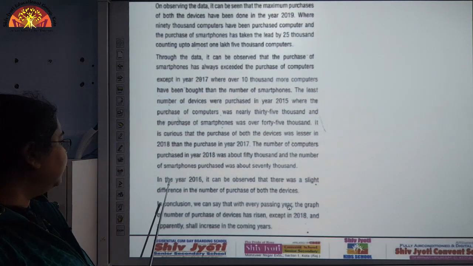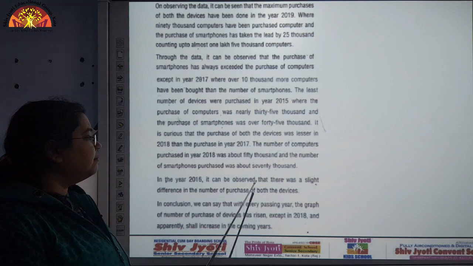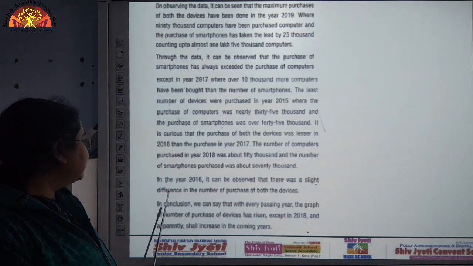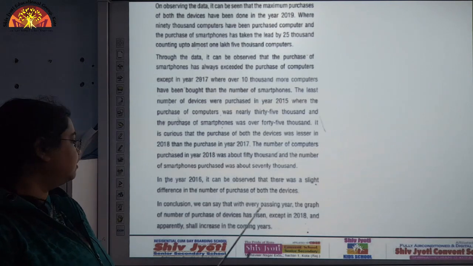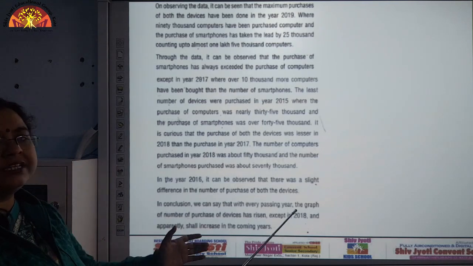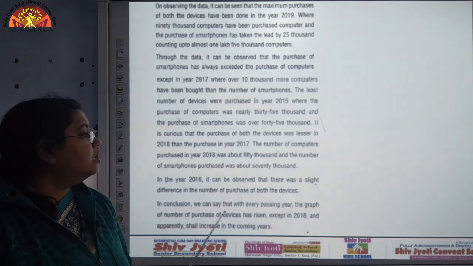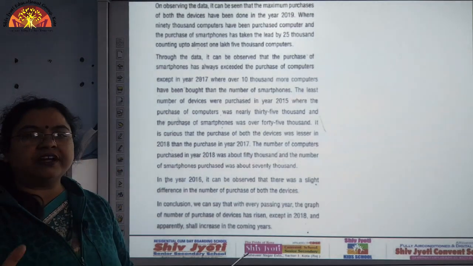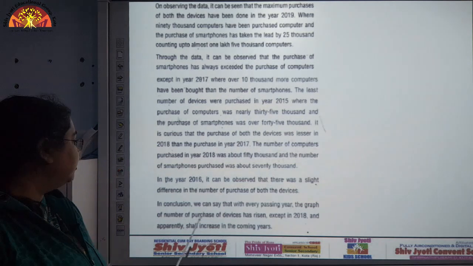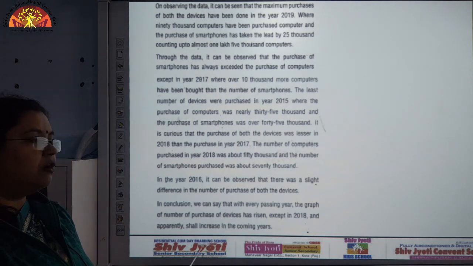Okay. In year 2016, it can be observed that there was a slight difference in the number of purchases of both the devices. Okay. Now, so you have discussed 2015 also. Now, in this manner you have covered all the years, you have drawn a comparison also. Now, the concluding aspect of the paragraph.